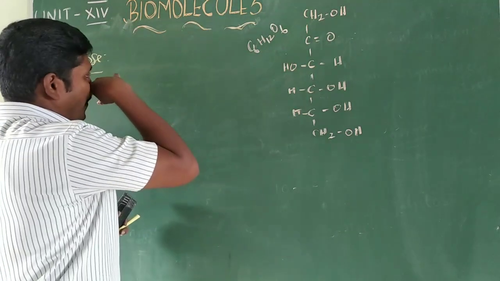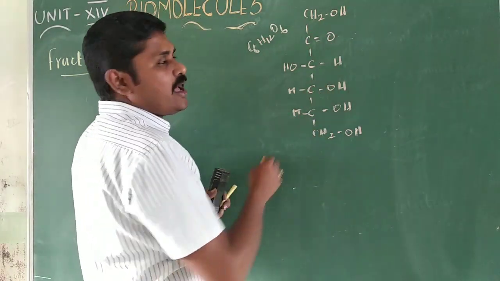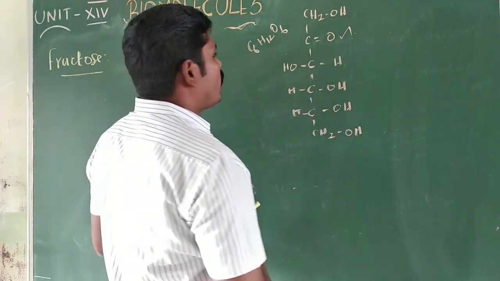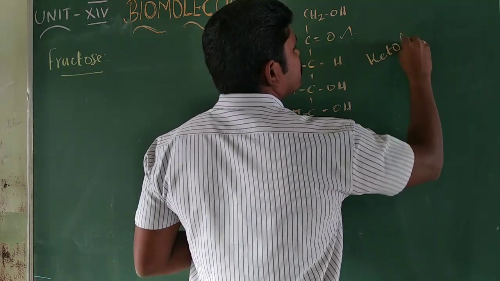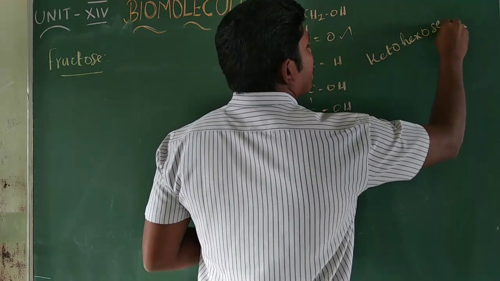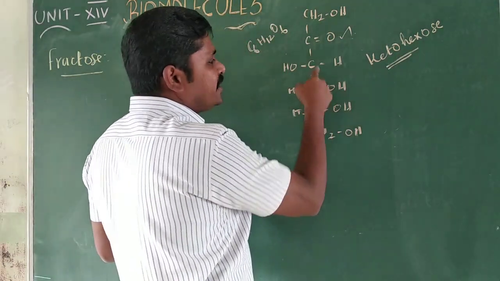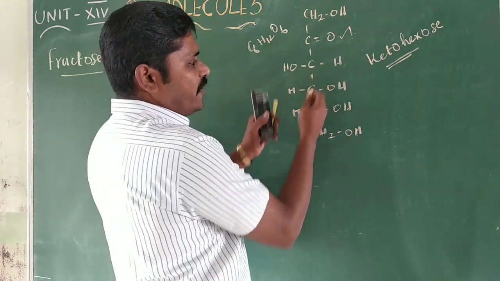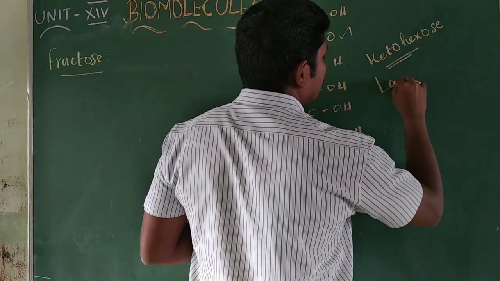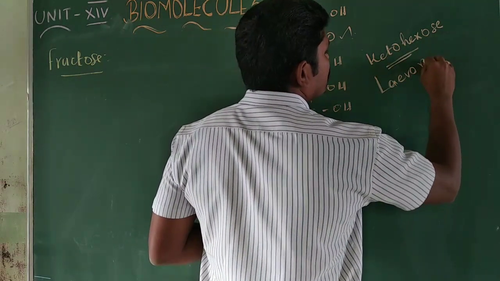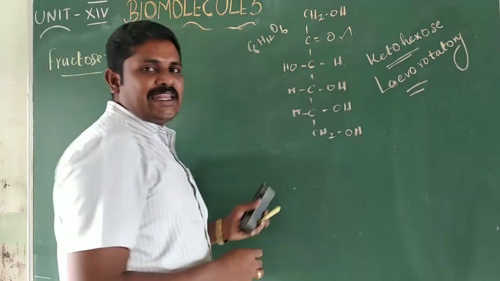So, fructose contains 6 carbons, 1, 2, 3, 4, 5, 6. The functional group is a keto group, so fructose is also known as a ketohexose. Fructose rotates the plane polarized light in the anti-clockwise direction, the counter-clockwise direction. So, fructose is levorotatory.